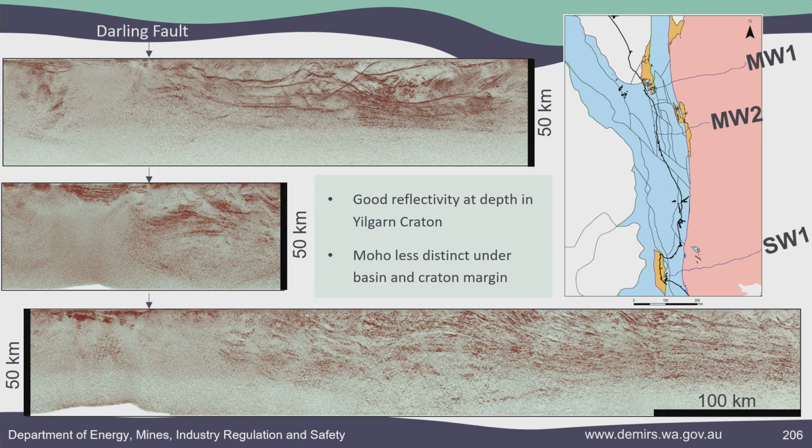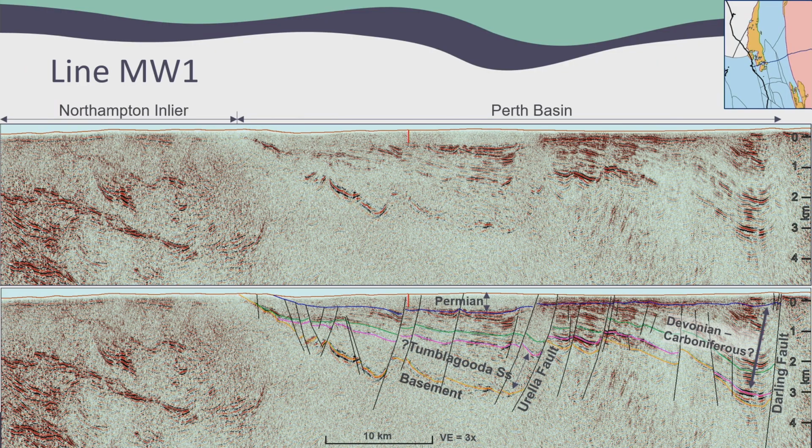If we zoom into the northernmost line here, into the Perth Basin, this is line MW1, we can see the geometry of the Perth Basin here is essentially two half-grabens against the Darling Fault and the Urella Fault, which is a major splay of the Darling Fault.